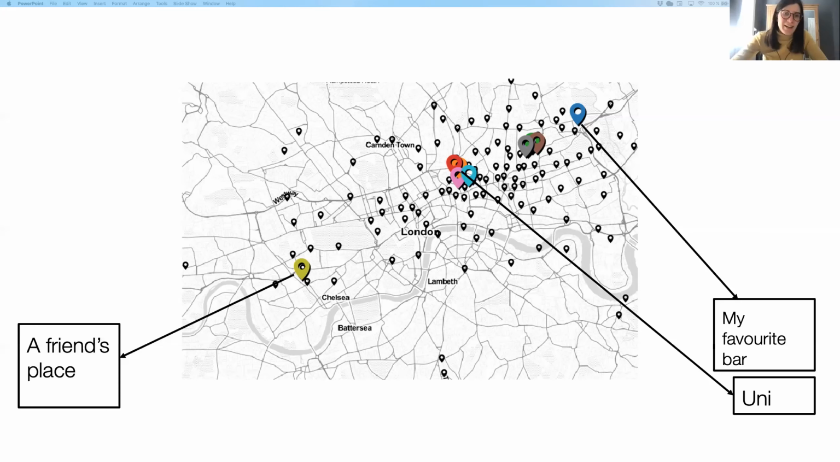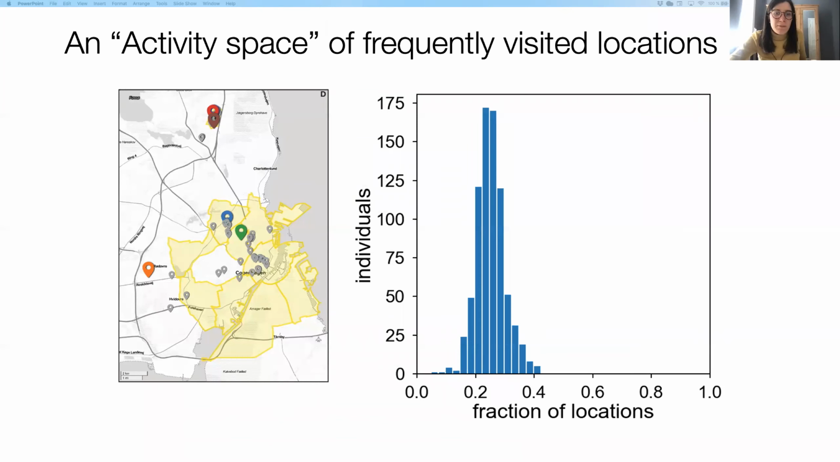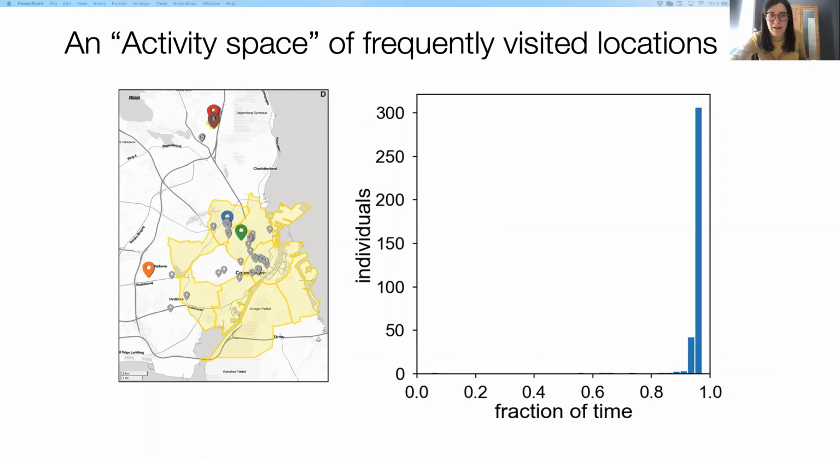And this, of course, is anecdotal, like my own life, but this is not just me. This is pretty much everyone, and it has been found by many researchers studying mobility. Individuals are characterized by a small number of familiar locations. We call it the activity space. The activity space of frequently visited locations is a small fraction of the places one would go to, but it's also the fraction of places where we spend most of our time.